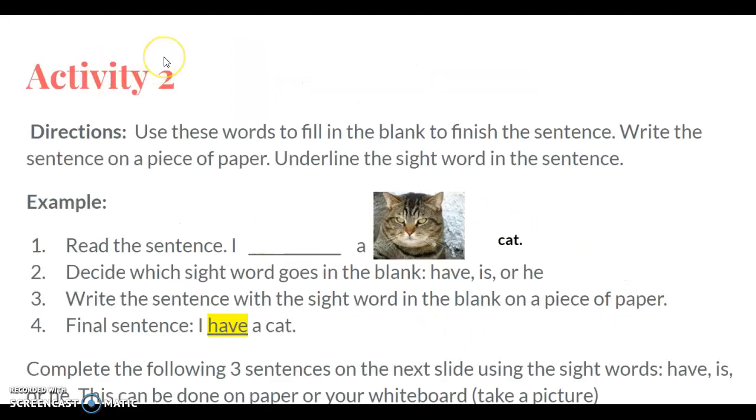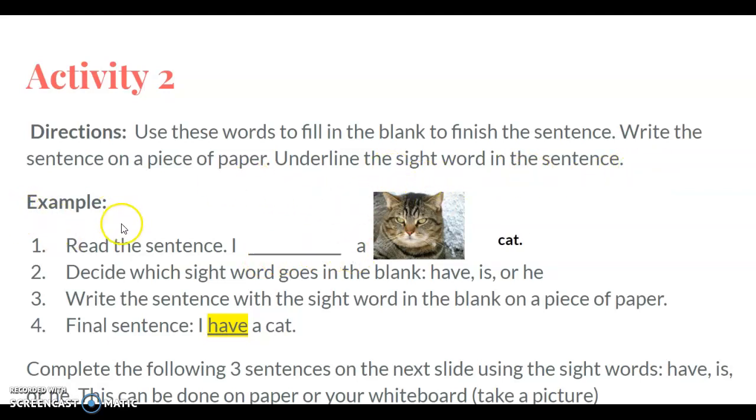Your activity today is to use the three sight words to fill in the blank to finish the sentence. We did something similar to this last week. You're going to write the sentence on a piece of paper. You're going to underline the sight word in the sentence.